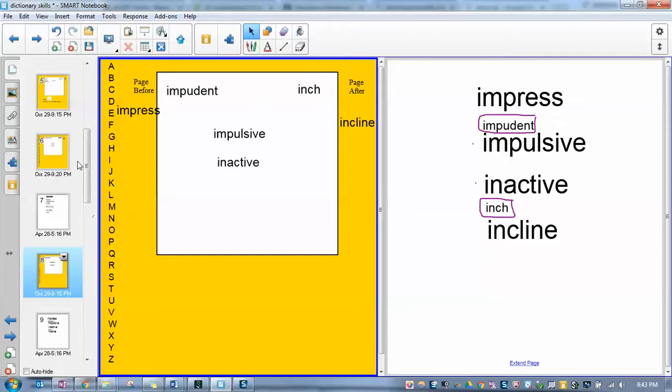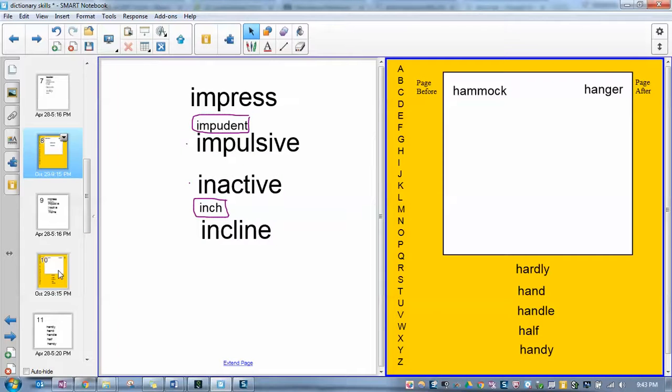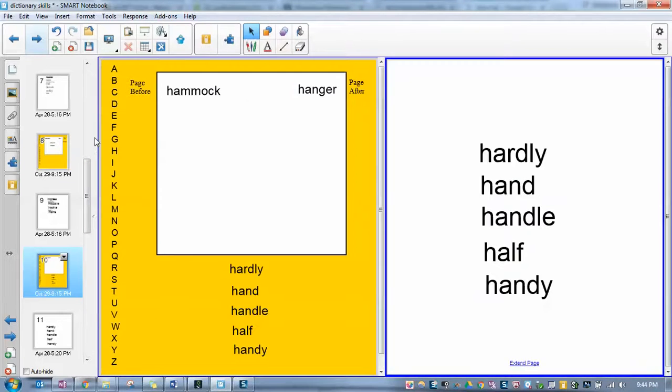Let's try one more set of examples. So now I have the words hammock and hanger as my guide words, and then I'm trying to find out if these words would fall before the guide words, on the same page as the guide words, or after the guide words. So I'm going to start by putting them all in alphabetical order and then include my guide words too.